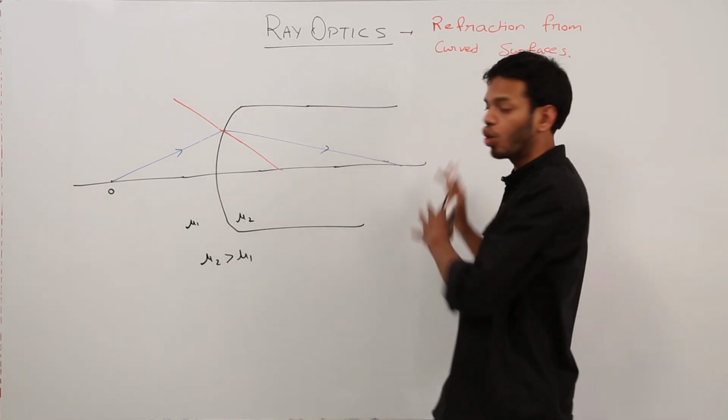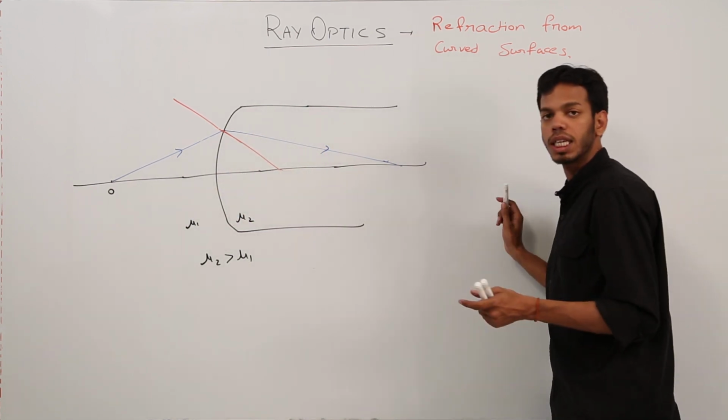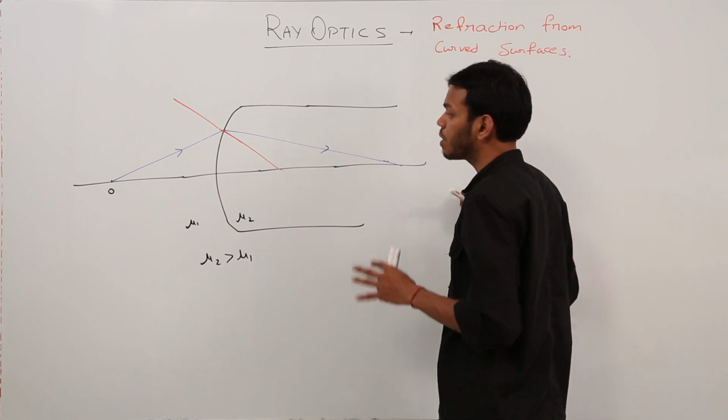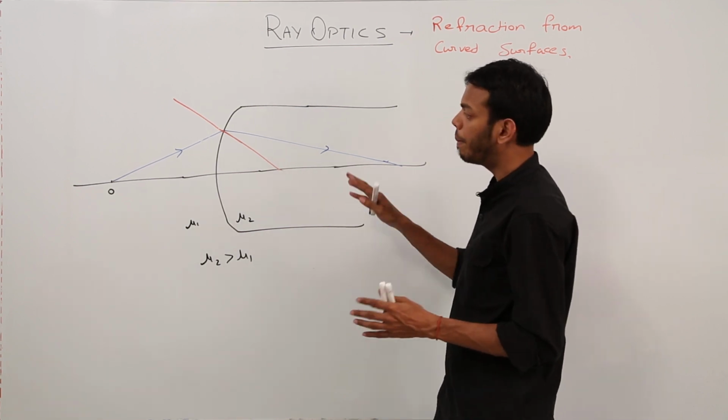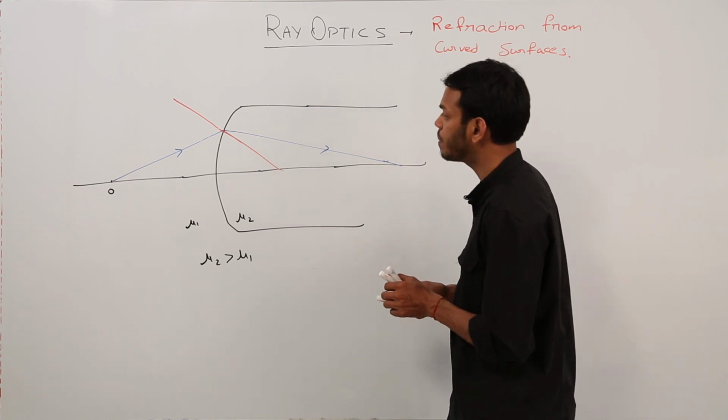But to show what is overall happening, we have to make such diagrams. So keep this in mind that these kind of ray diagrams practically do not exist, but virtually we are showing them to represent the formation of image and to derive the expression.